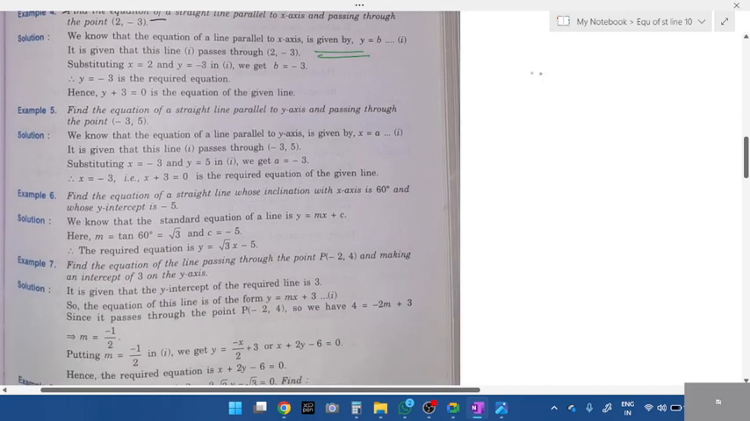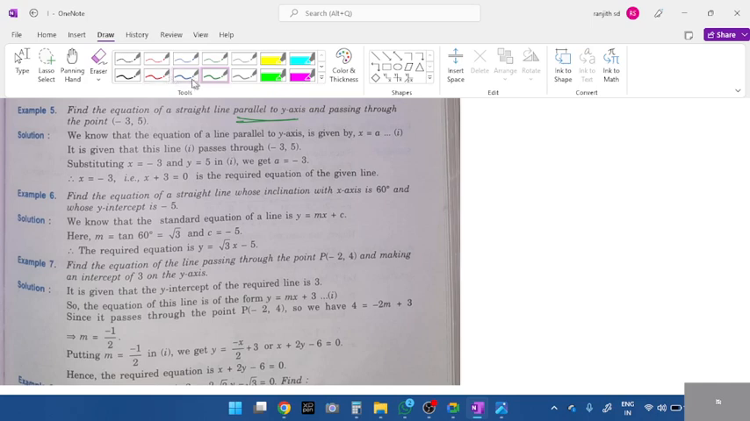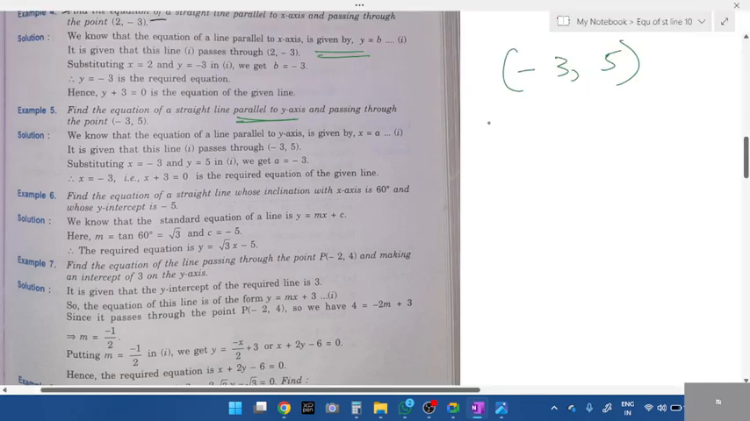Minus 3 comma 5, students. Fourth question, minus 3 comma 5. Okay, what is minus 3 comma 5? Parallel to which axis? Parallel to y axis. So which one will have extra value? X. Yes. So x is equal to what? A or B? First alphabet A.